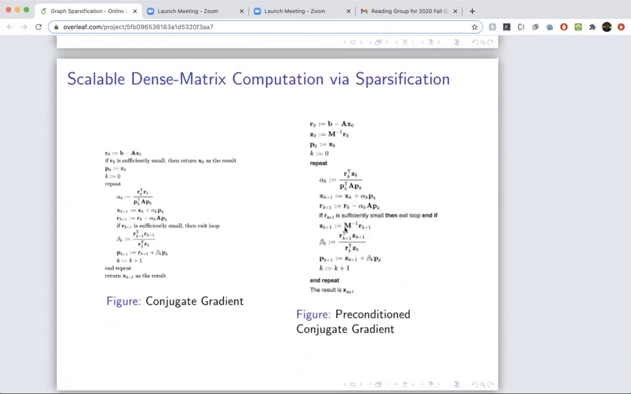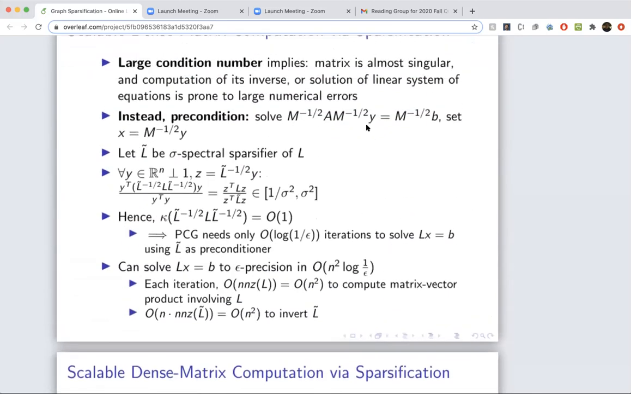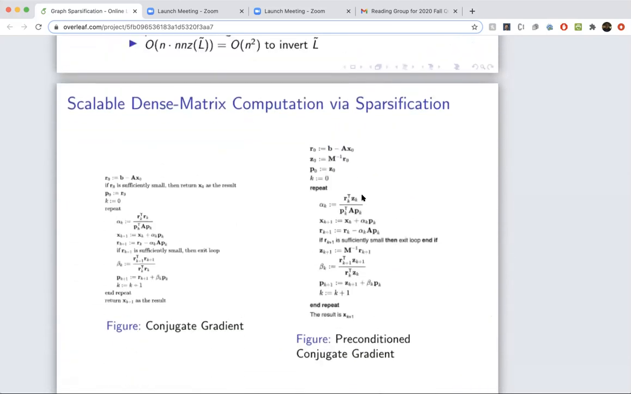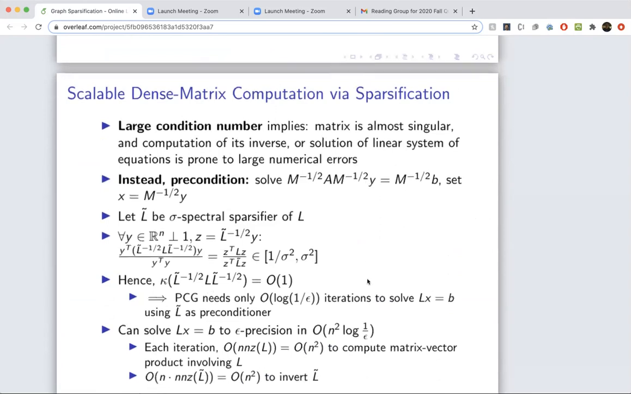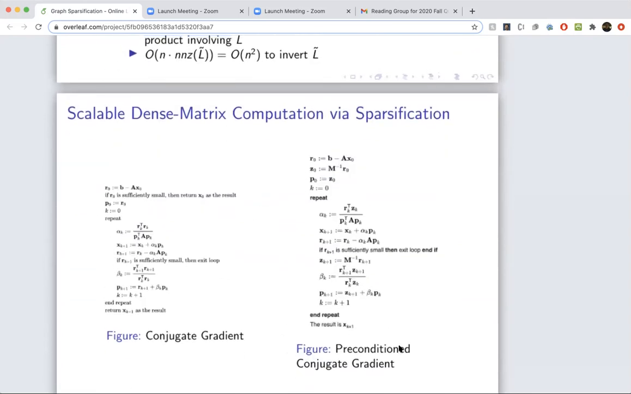But if you're interested in the preconditioned conjugate gradient method, you'll see that it only involves this matrix multiplication by the inverse here and here. And that's the only difference between the original conjugate gradient and the preconditioned conjugate gradient. And you can prove that the solution Y will actually be the result of N iterations of the preconditioned conjugate gradient method.